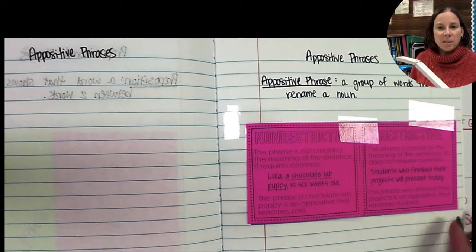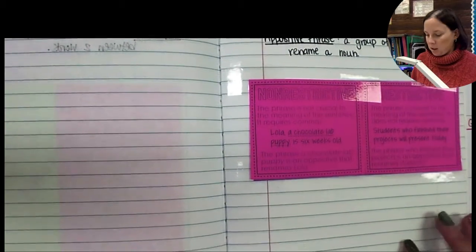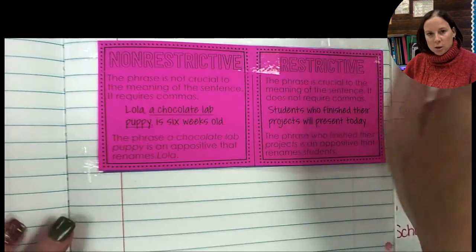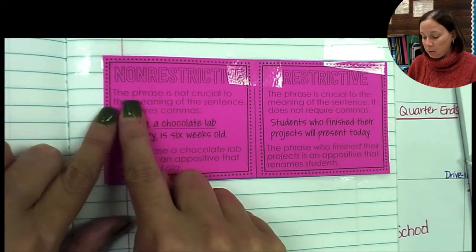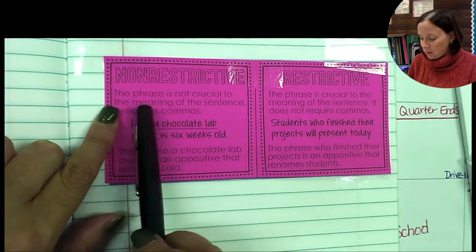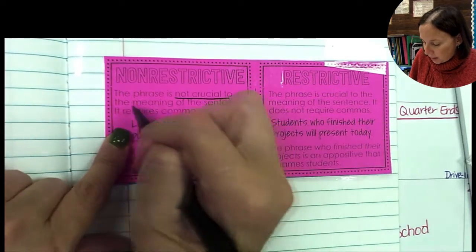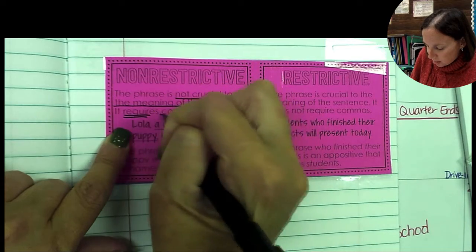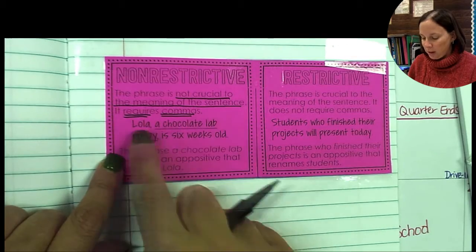Okay, so an appositive phrase is a group of words that rename a noun. We're going to be looking at what it means to be restrictive and non-restrictive when it comes to appositive phrases. Non-restrictive is something like this. A non-restrictive phrase is a phrase that is not crucial to the meaning of the sentence, and it requires commas.